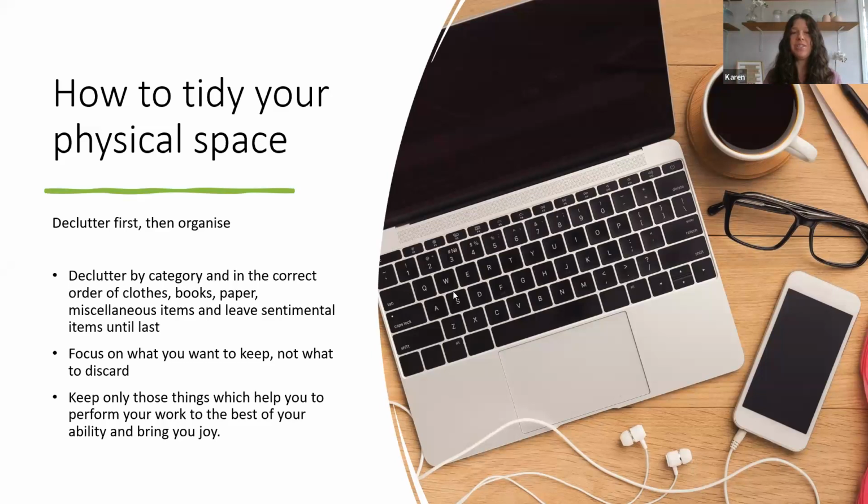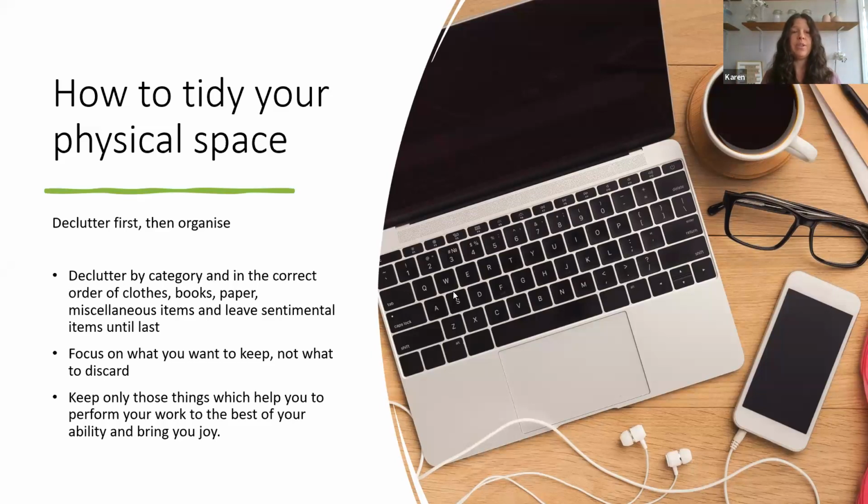Well, like I mentioned, using this KonMari method, we declutter first. So we go by category and in the correct order of clothes, followed by books, papers, then all the miscellaneous items that don't fit into those previous categories. And then any sentimental items that we find while we're going through those categories, we leave that until last.